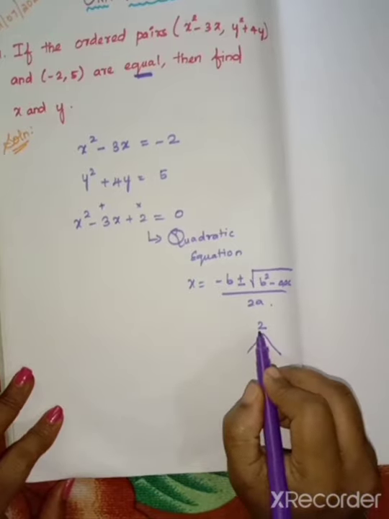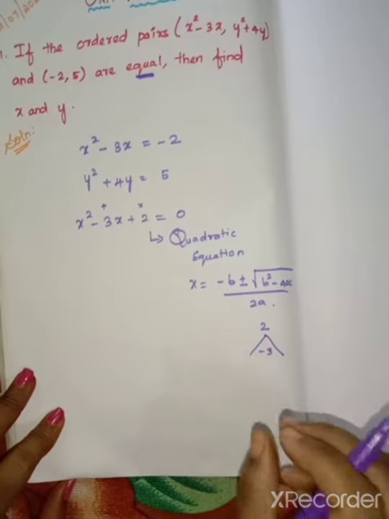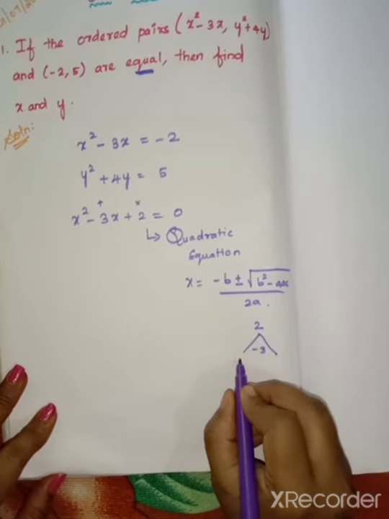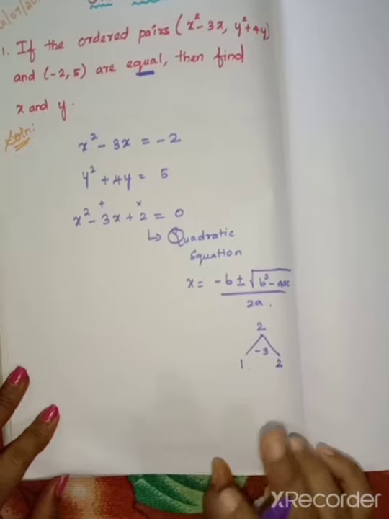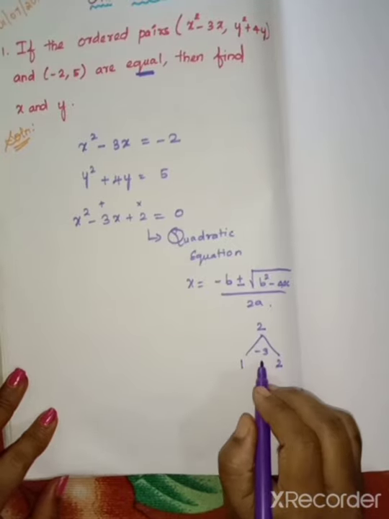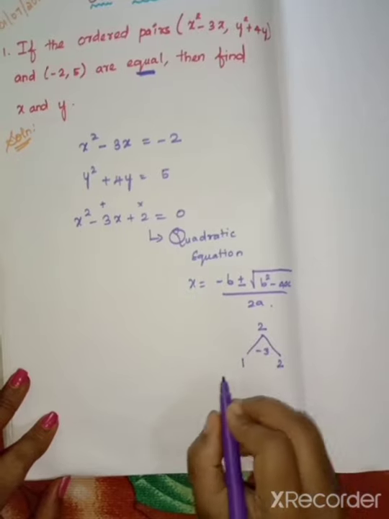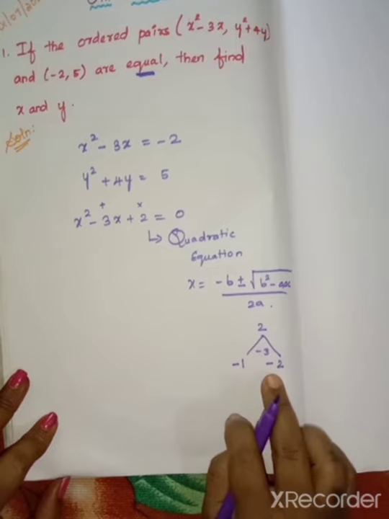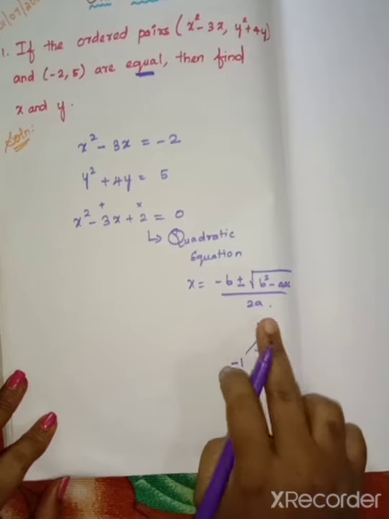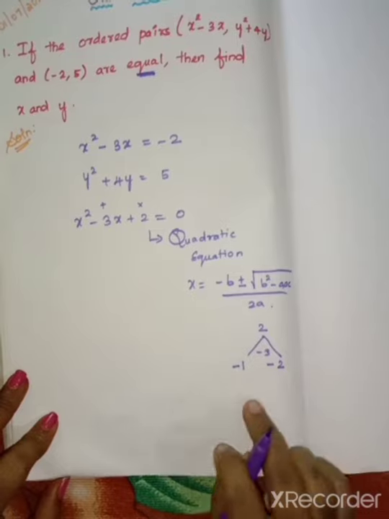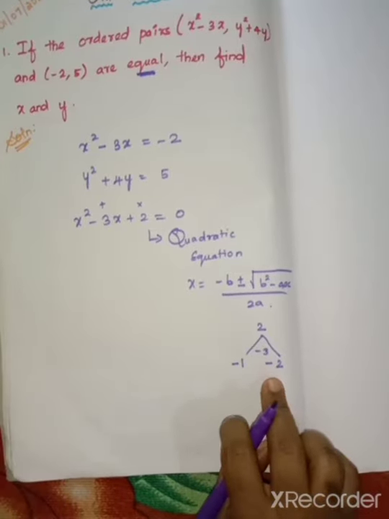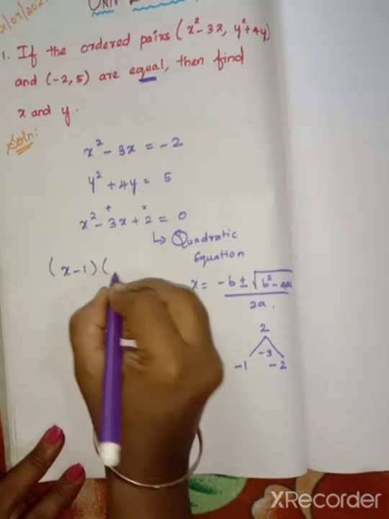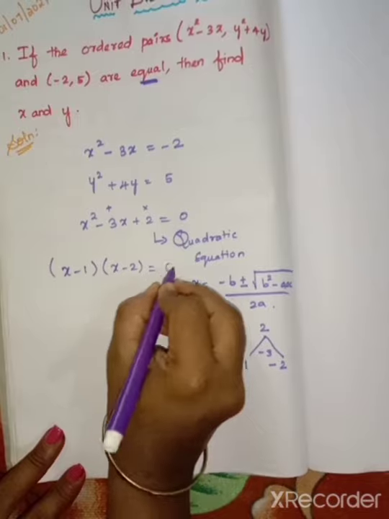Now 1 twos are 2, if you multiply we get 2, and if you add those two numbers we get minus 3. If I write 1 twos are 2, if you add we get plus 3, but we want minus 3. That means we have to write both with the minus sign. Minus into minus is plus, 1 twos are 2. If you add, we get minus 3. So for the factorization we write x minus 1 and x minus 2 equal to 0.